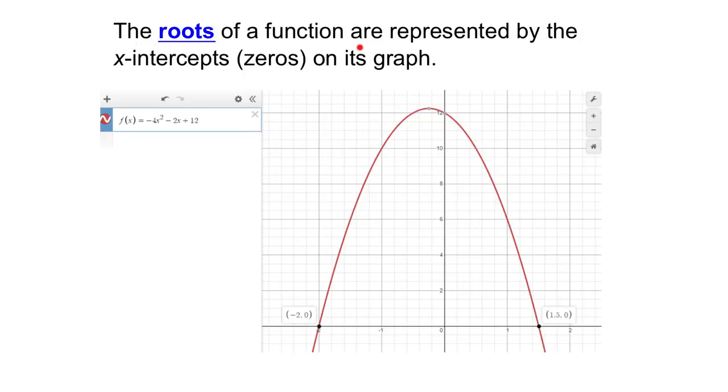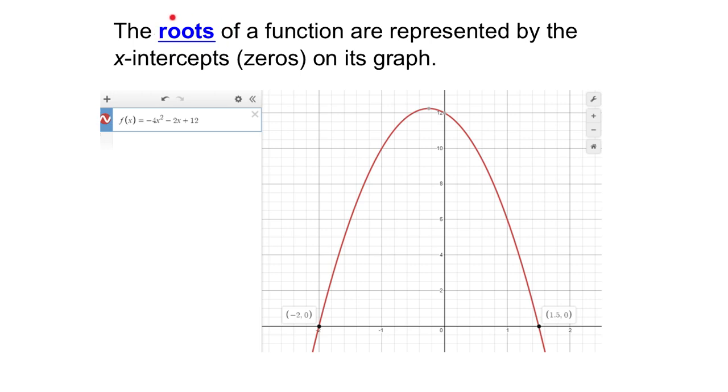Now, the roots of a function are represented by the x-intercepts, or the zeros, on its graph. So it's just a terminology thing. When I say x-intercepts or zeros, I'm talking about coordinates of the x-intercepts on a graph. When I say roots, I'm talking about the solutions to the equation. So technically, there's a difference, but the difference is just the context of what you're talking about, whether you're talking about the equation or the graph. But the basic idea is the same.